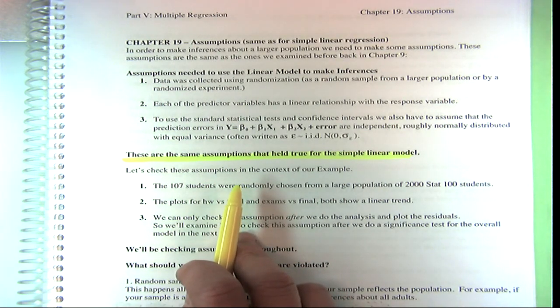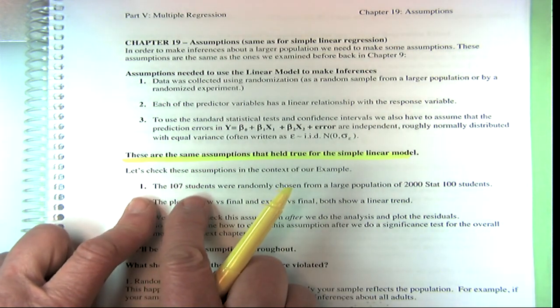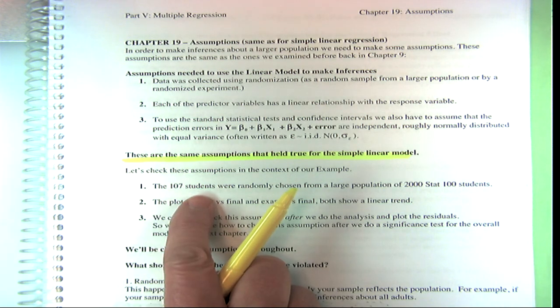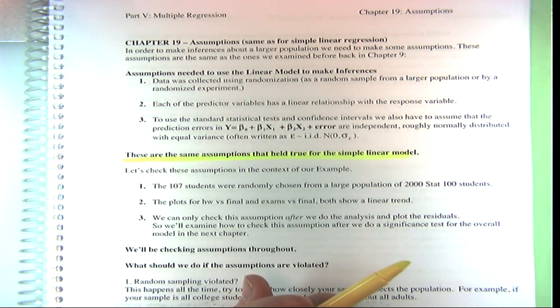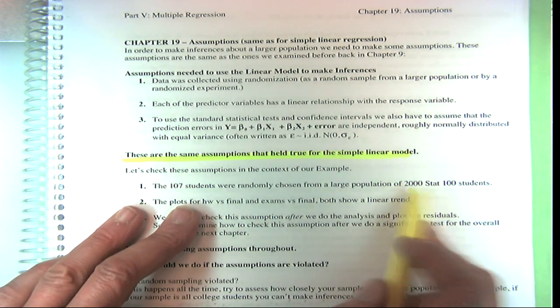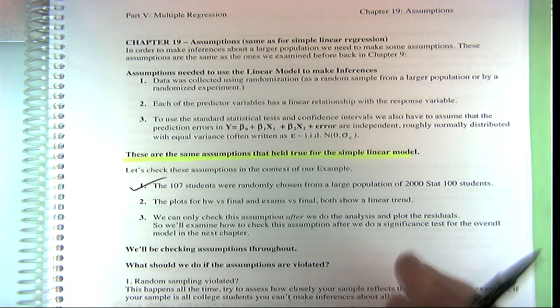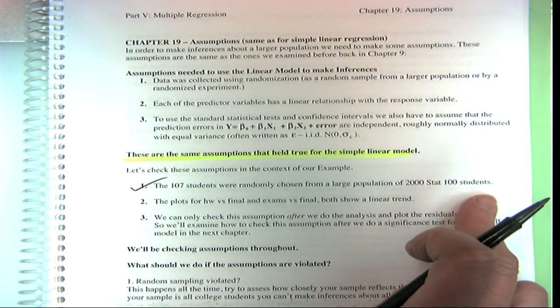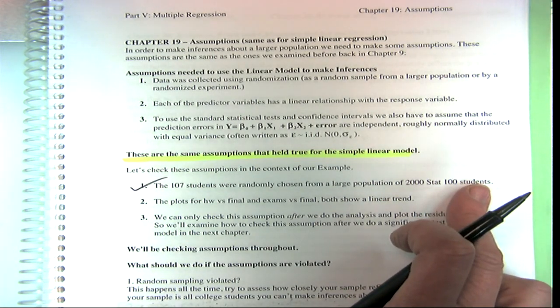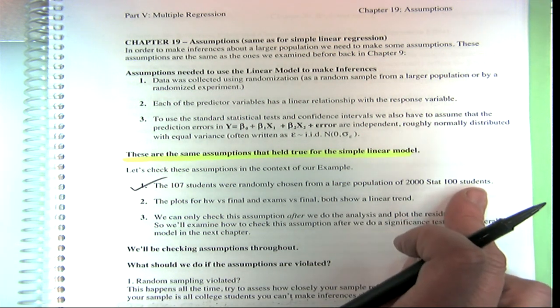Since that was last time, you might forget what our example was. It was the 107 Stat 100 students, where we were trying to predict their final exam scores based on their exam averages and their homework averages. They were chosen from a large population of, let's say, 2,000 Stat 100 students. Well, that's what we're assuming. Honestly, it's not true. That's not how they were chosen. But this is often the case: it's really not how they're chosen, but we're thinking that they're very similar to, that we can extrapolate to that larger population. We're imagining that they're chosen from that larger population. It would be best if they actually were.